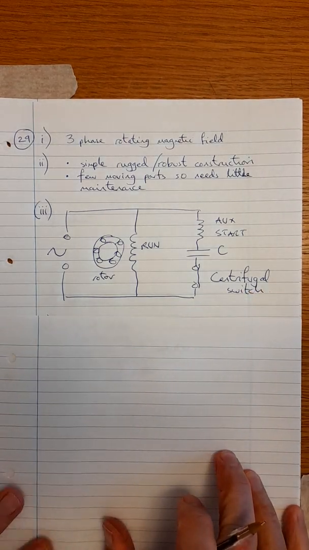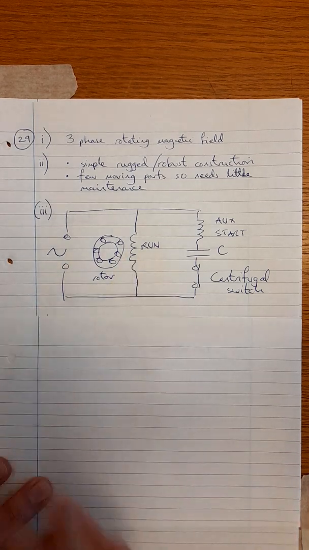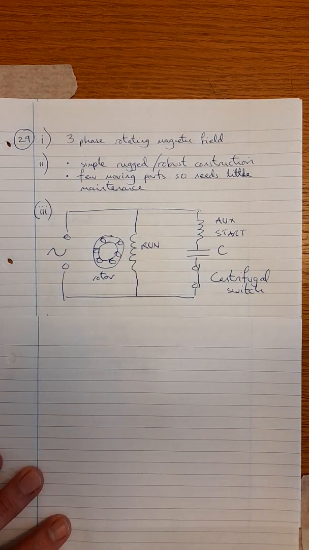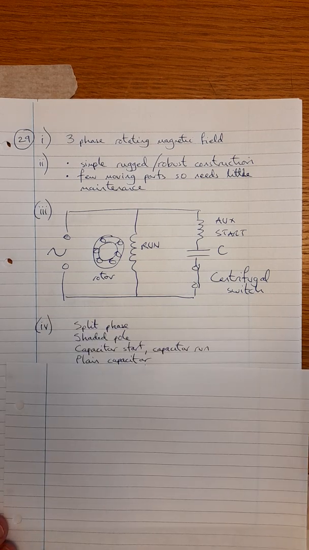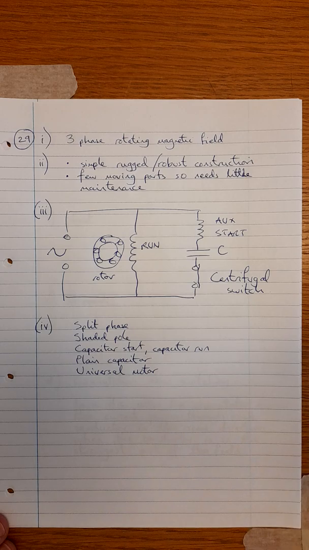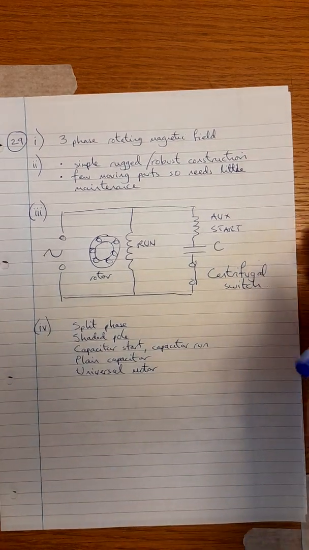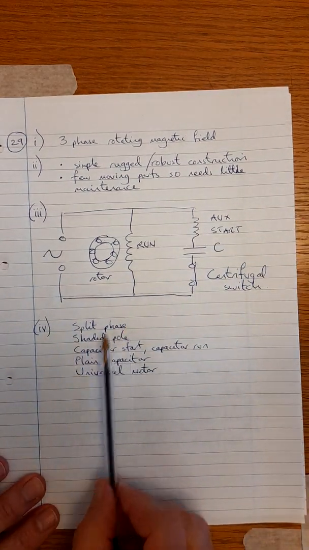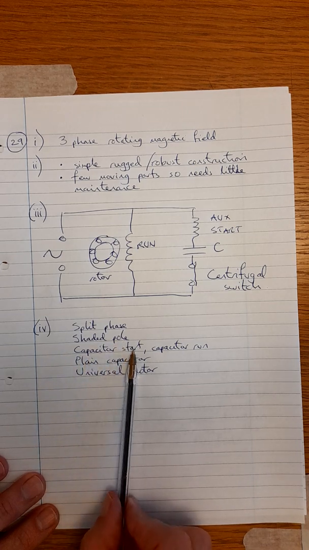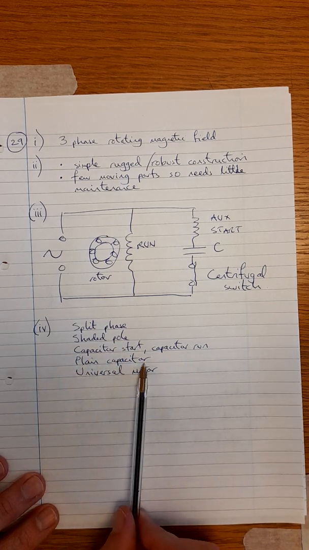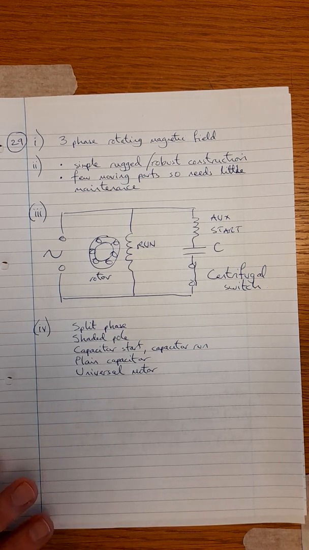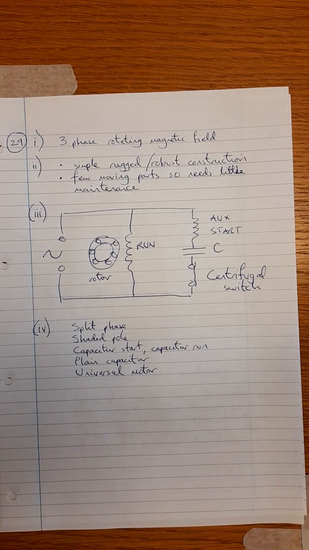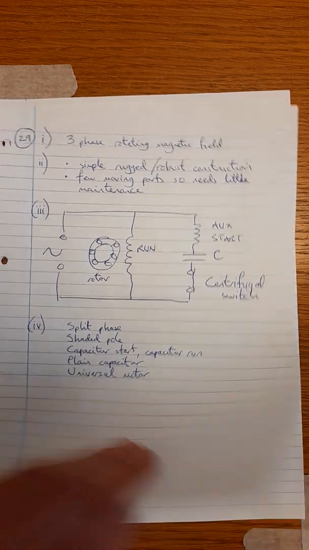Okay, so all you were asked to do in my question was the diagram, which we've done. And part 4 says name two other types of single phase motor. Well, I've listed the whole lot: split phase, shaded pole, capacitor start, capacitor run, plain capacitor, and universal. So those are the other types of motors, and we'll move on from that. We're right up towards the end of this little video clip.